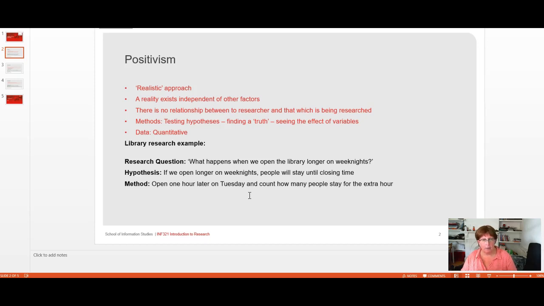So you test it. You open up for another hour on a Friday night and then you count and you get another number, which might be 30. If your hypothesis is correct, that people actually do want to stay longer on a Friday night, then there'll still be 30 people there and you'll have proved your point.